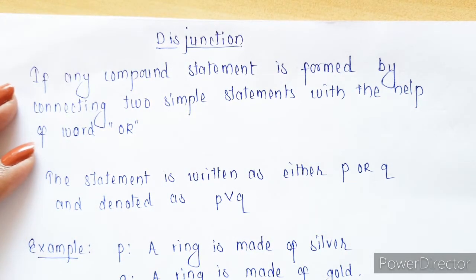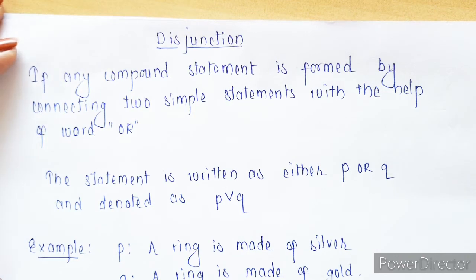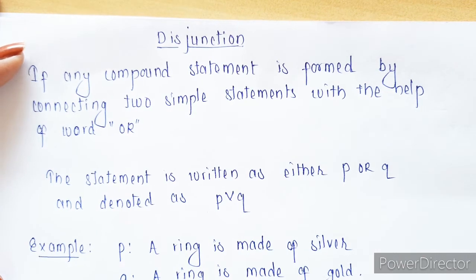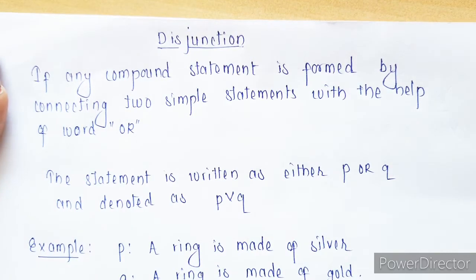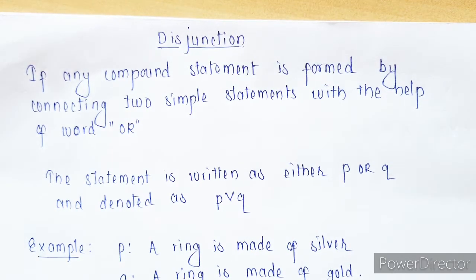In last class, we had discussed conjunction. Today, we'll be discussing disjunction. Now, disjunction is same as conjunction. In conjunction, what we are doing is connecting two different statements using the word and. In disjunction, again, we will be connecting two simple statements but using the word or.